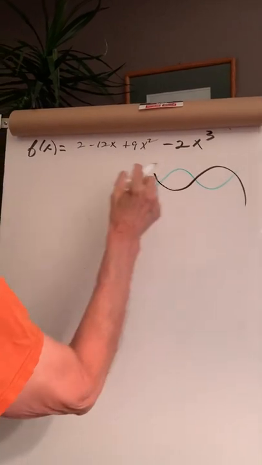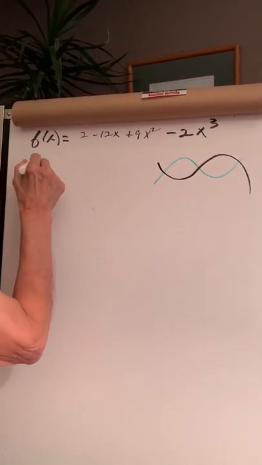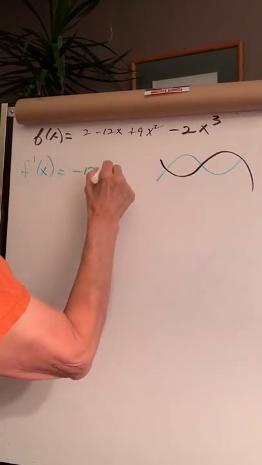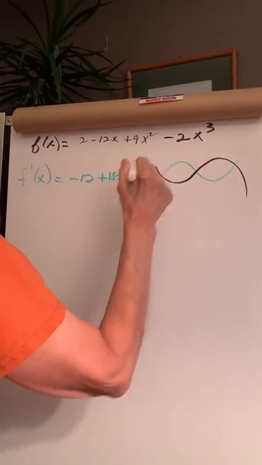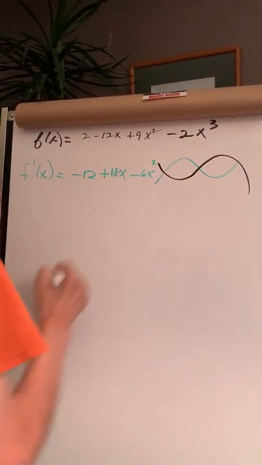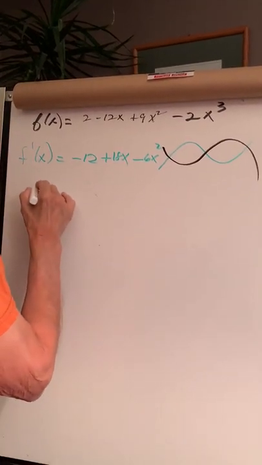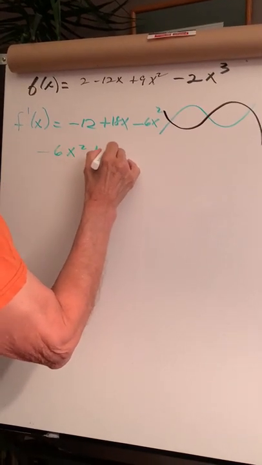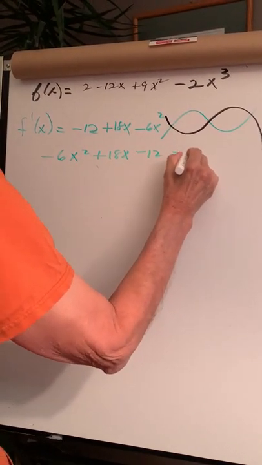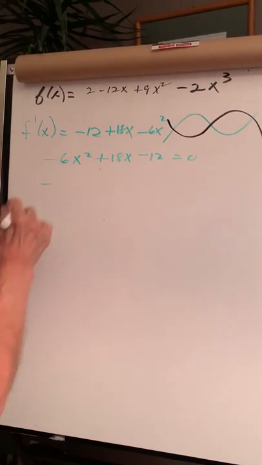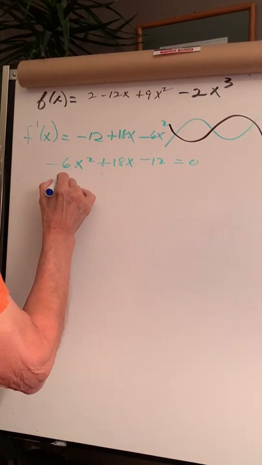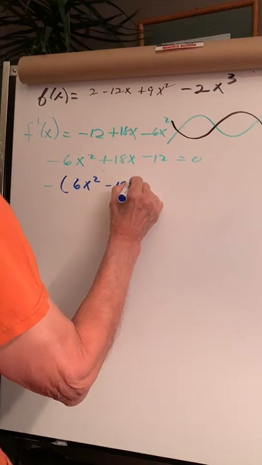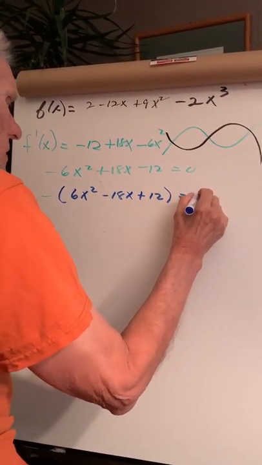So let's take the derivative of this thing. We'll take the derivative, and that'll be negative 12, plus 18x, and this will be negative 6x squared. Okay, so let's set it equal to 0. We're going to set up minus 6x squared plus 18x minus 12 equal to 0. And let's take out a negative. It'll make it look like 6x squared minus 18x plus 12 equals 0.